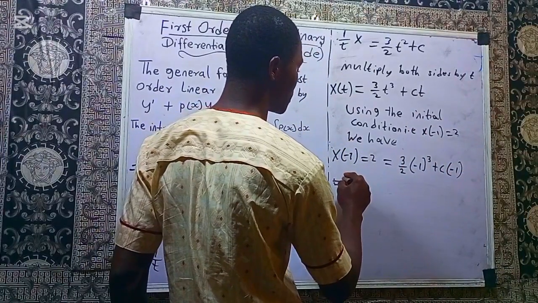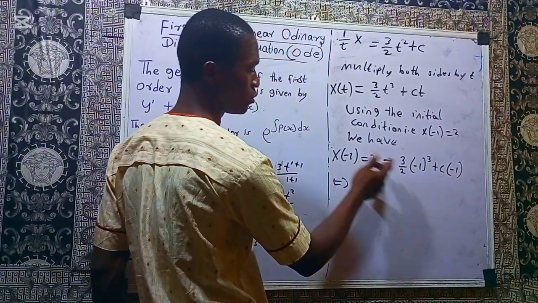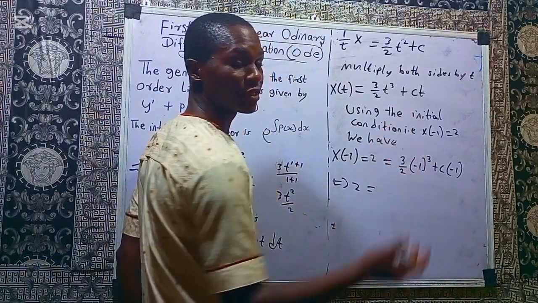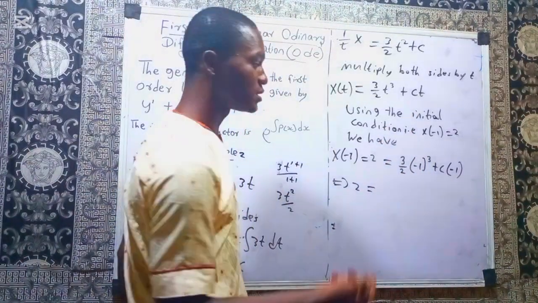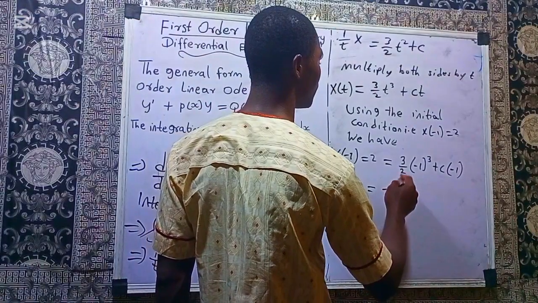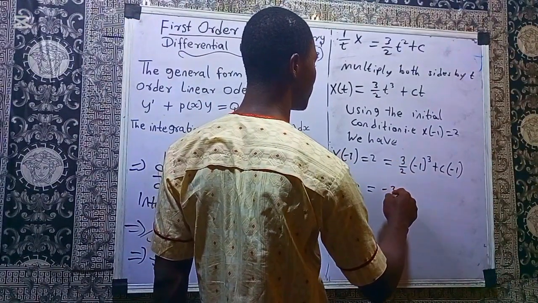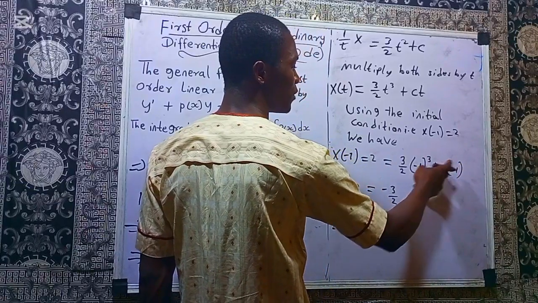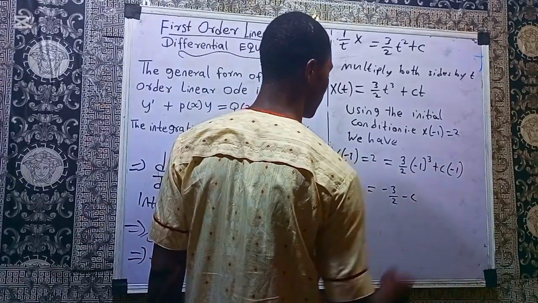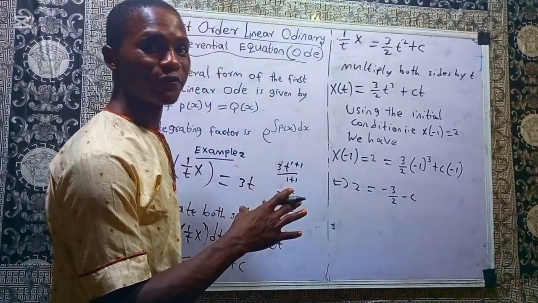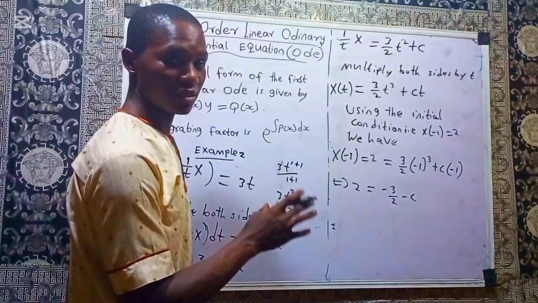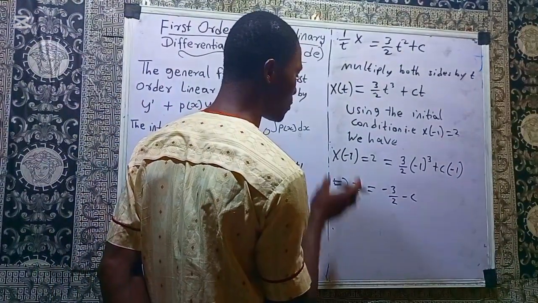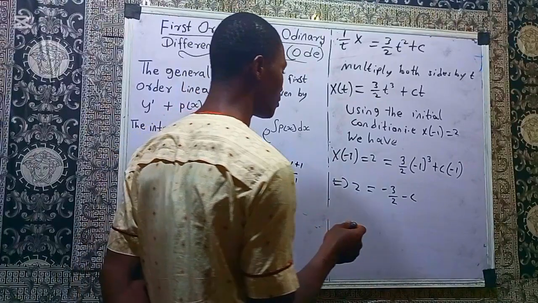So this implies that 2 is equal to, you simplify this, -1 cubed is still -1. And -1 multiplying 3 over 2 gives -3 over 2. c multiplied by -1 will have -c. So what we are looking for now is c. We are looking for c now to get it. That's that constant of integration. That's what we are looking for.